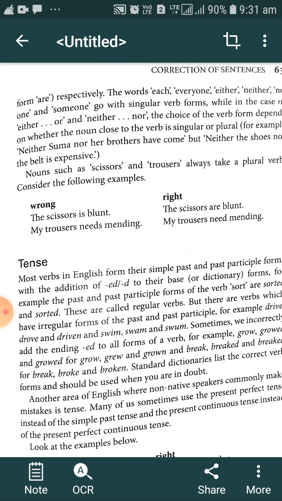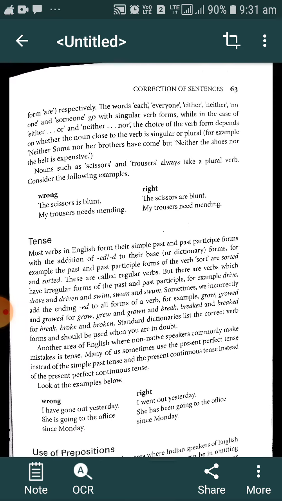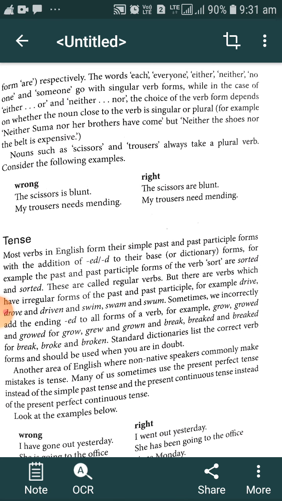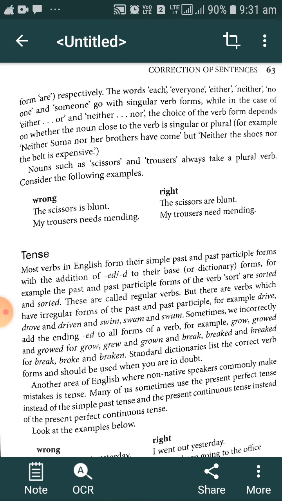The words each, everyone, you should keep in mind and fix in your mind. The words each, everyone, either, neither, no one, someone go with a singular verb. These go with the singular verb form. If your sentence starts with each, everyone, either, neither, no one, someone, you must use the singular form of the verb.